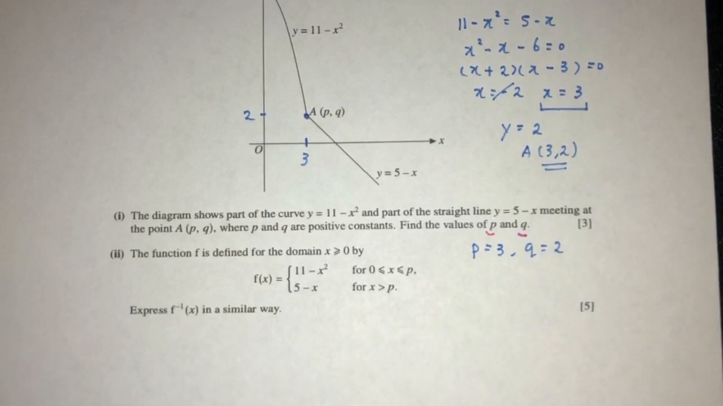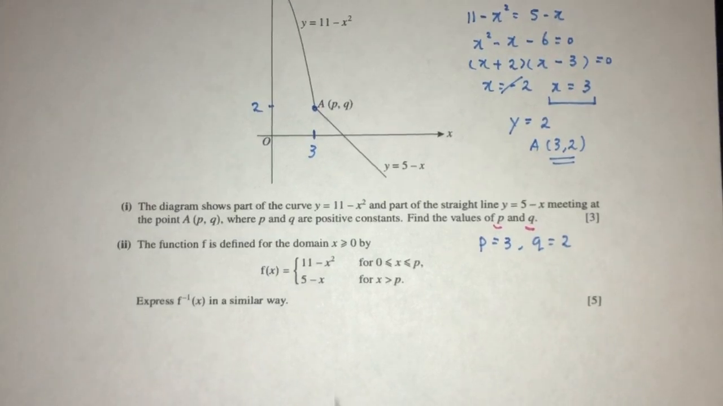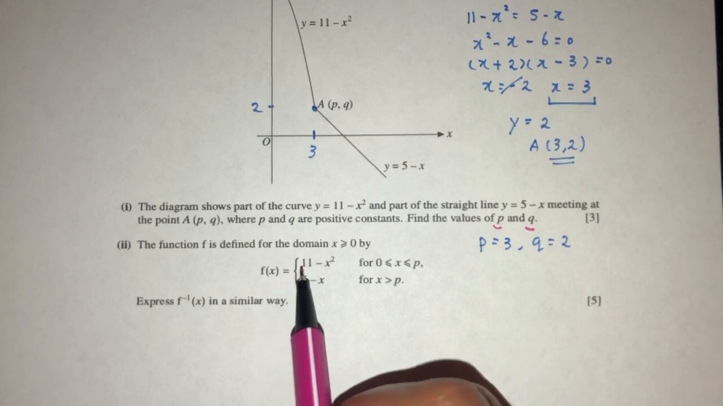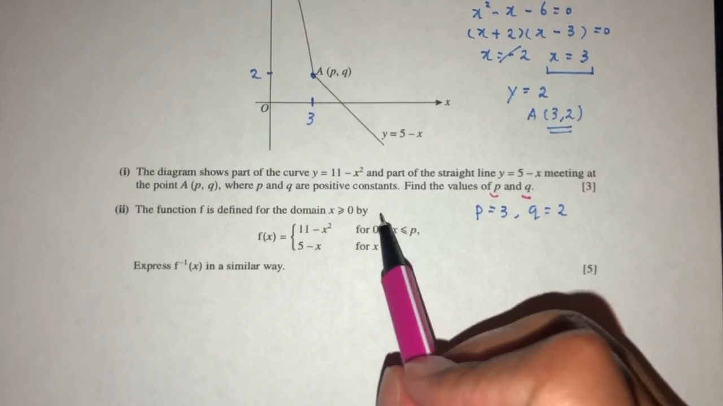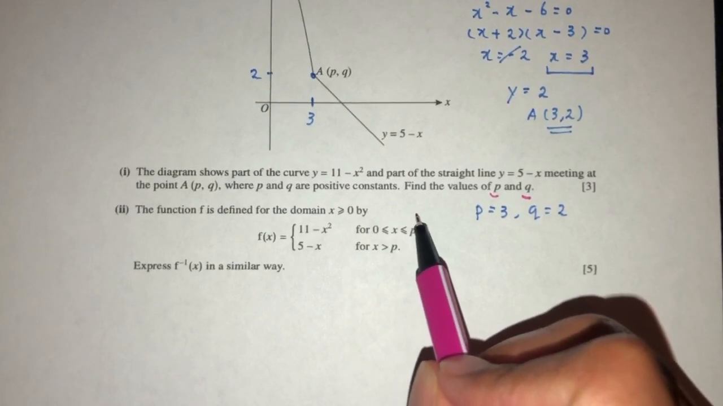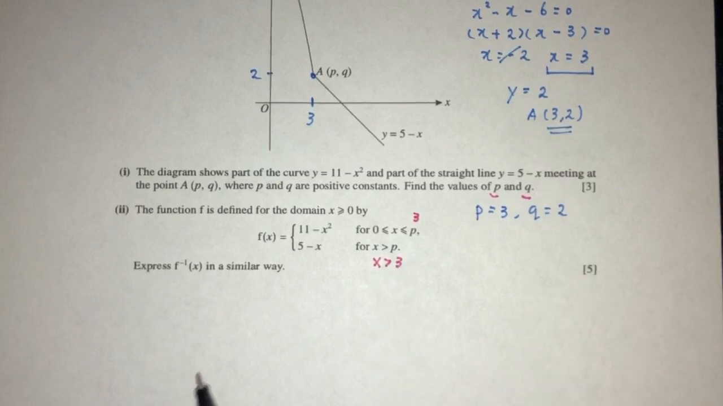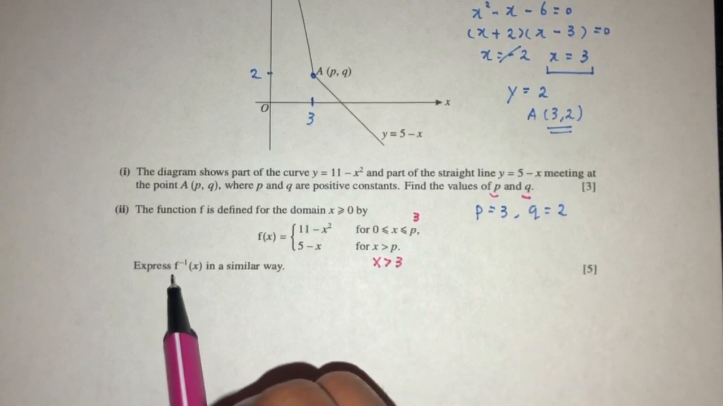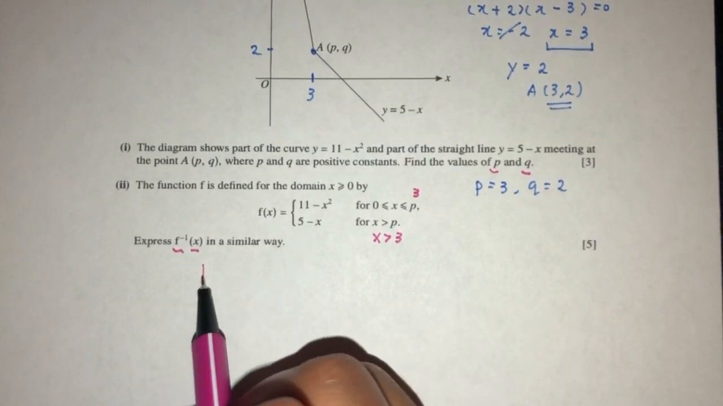Now for part 2, the function f is defined for the domain x is more than 0. Now as we can see here, f of x is equal to 11 minus x squared, which is this curve, for the values of x between 0 and p, which is 3, and more than 3. Express f inverse of x in a similar way. So pretty easy, one by one.